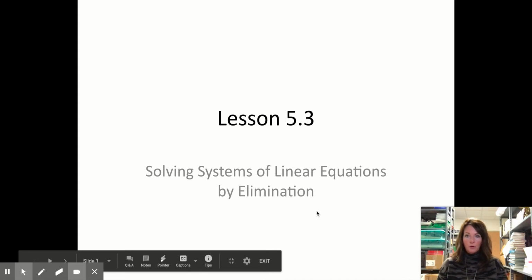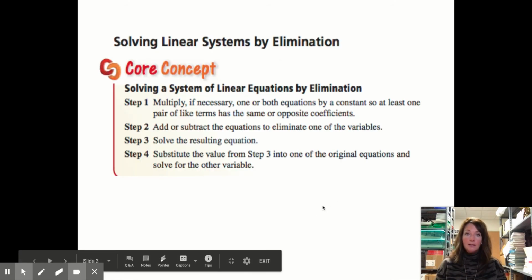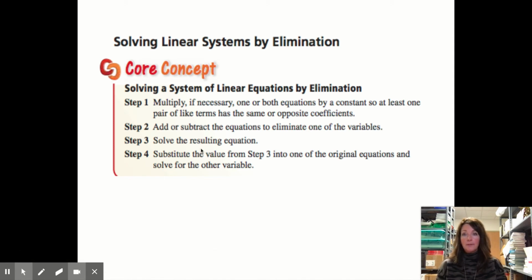Lesson 5.3, we are solving systems of linear equations by elimination. This is now the third method that we've used or will be using to solve a system. So we're going to solve systems with elimination and do some real life problems. So here are the steps. These are found on page 144 of your student journal, so there's no need to copy them down.